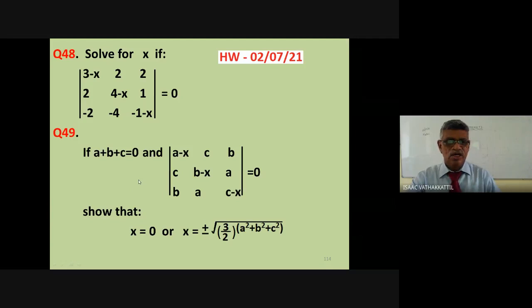Here, instead of finding x, you are asked to show that the value of x is either 0 or x equals plus or minus under root 3 by 2 into a squared plus b squared plus c squared. Sit with pen and paper, think, there is nothing serious, but it all depends how you can utilize your mind.